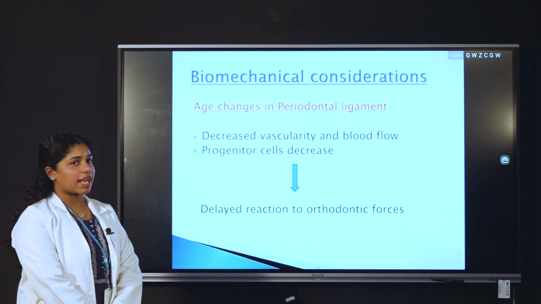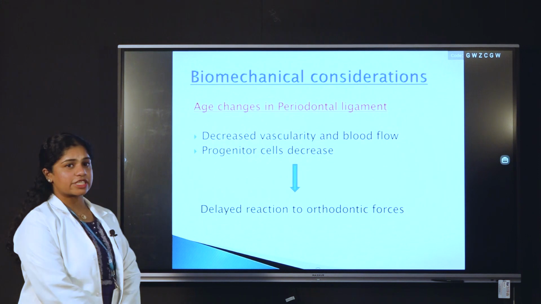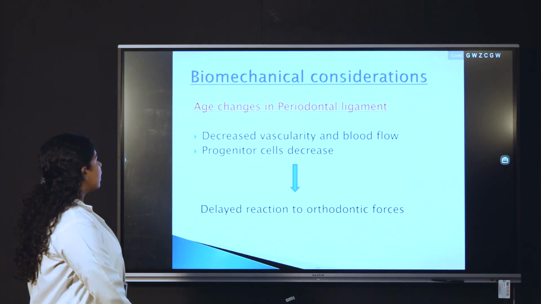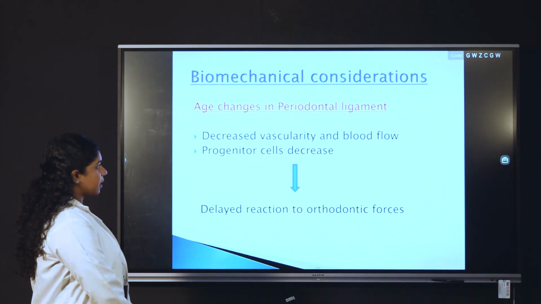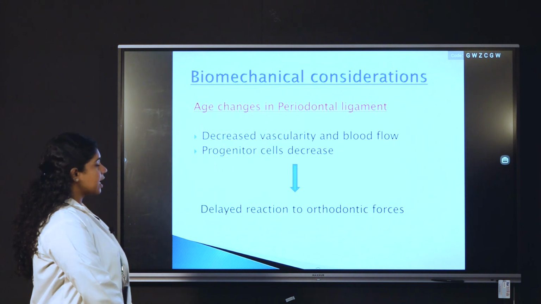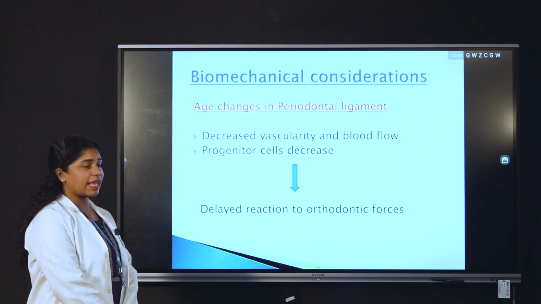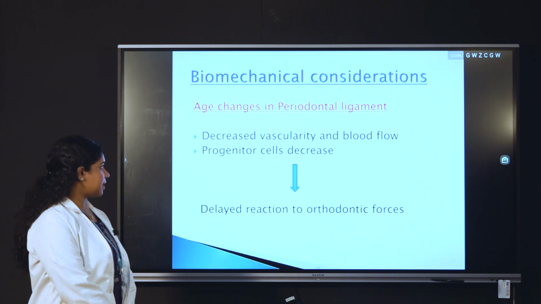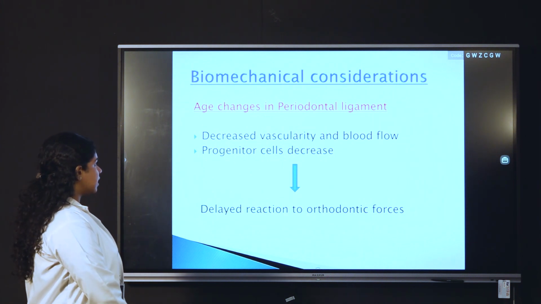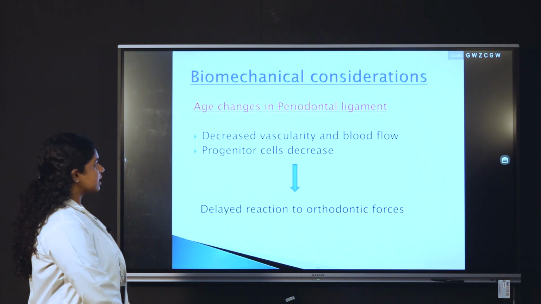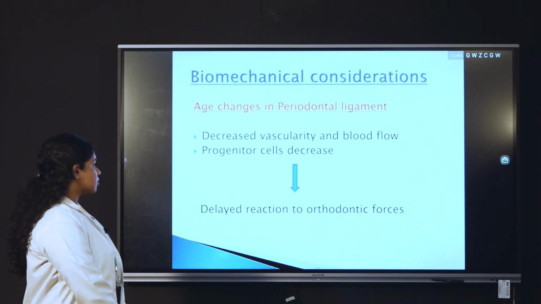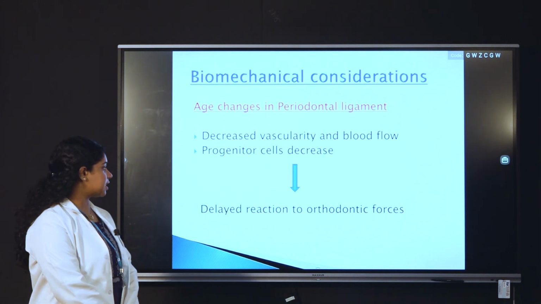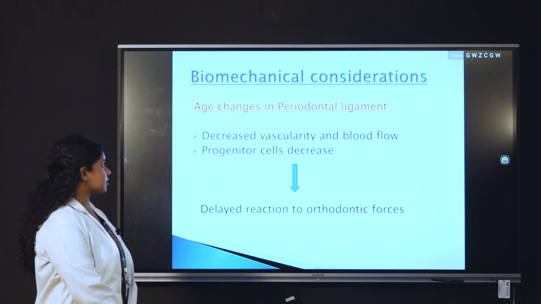So what are the biomechanical considerations? Before we treat an adult patient, we have to see the age changes in periodontal ligaments. As the patient's age increases, there is decreased vascularity and blood flow, and that would also have a progenitor cell decrease. So that will lead to decreased reaction to the orthodontic forces.